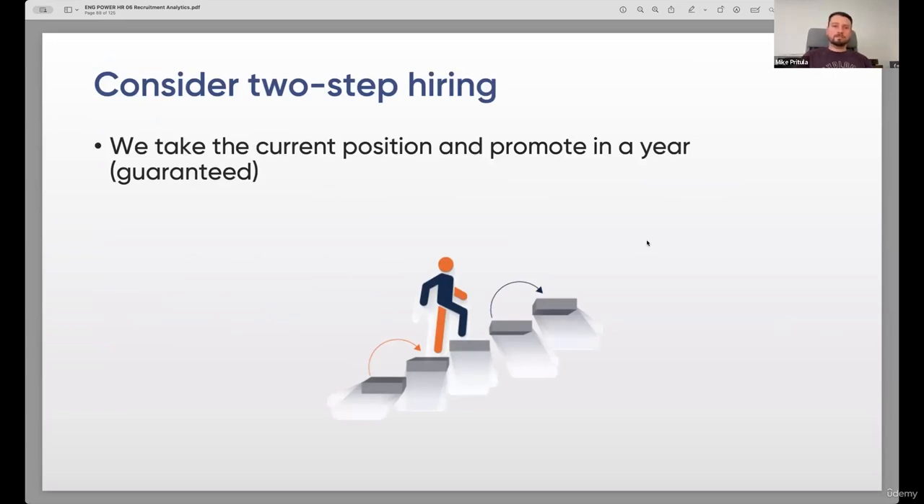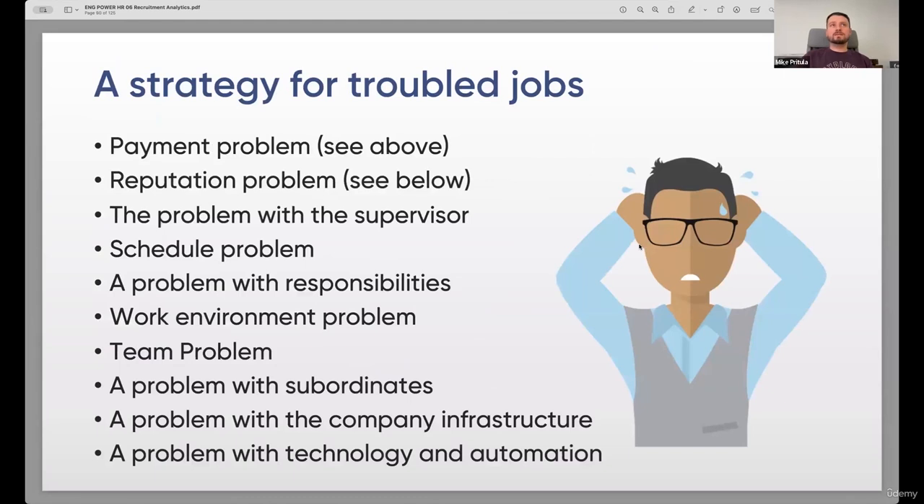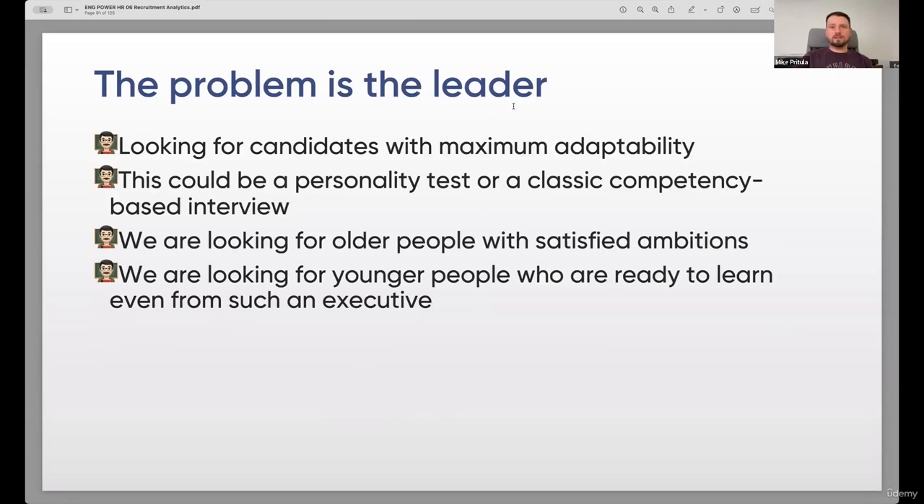So you promise to promote the candidate after a certain period of time to a higher-level vacancy and higher pay level. If there are some troubles within the job, not about the payment or requirements, but the problem is the leader, for example, look for candidates with maximum adaptability. This could be a personality test or a classic competency-based interview.